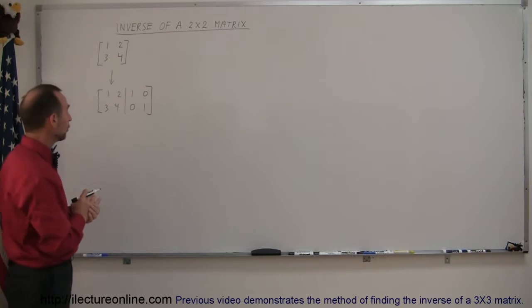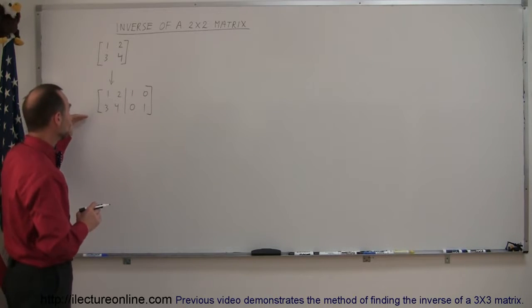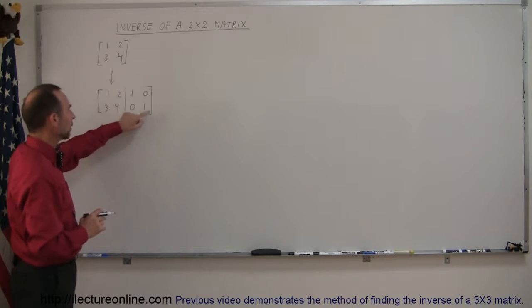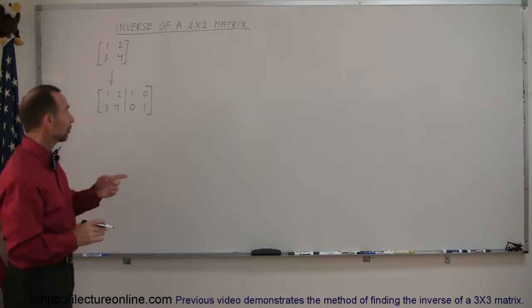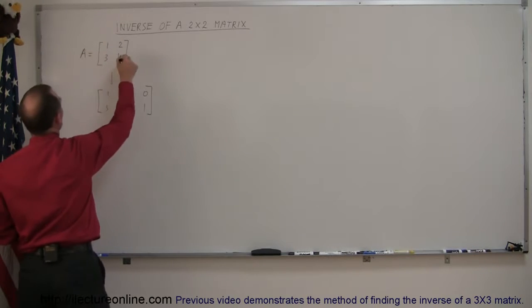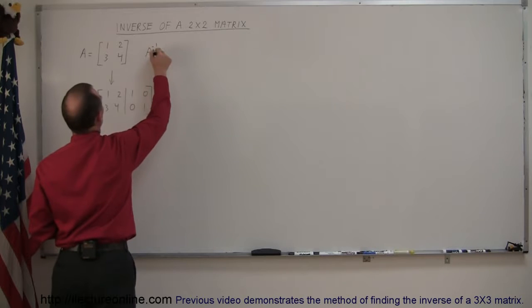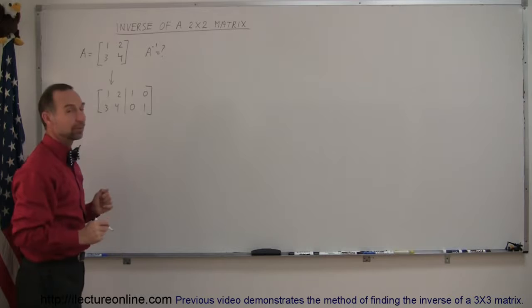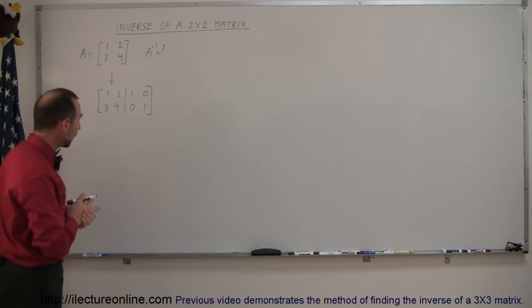What we're going to do is go through steps of rules to make the left side look like the right side, and what we end up with on the right side will then be the inverse of the original matrix. So if we call this matrix A, we're looking for the inverse of the matrix A, and that will be located here when we're done with the procedure. So how do you do that?